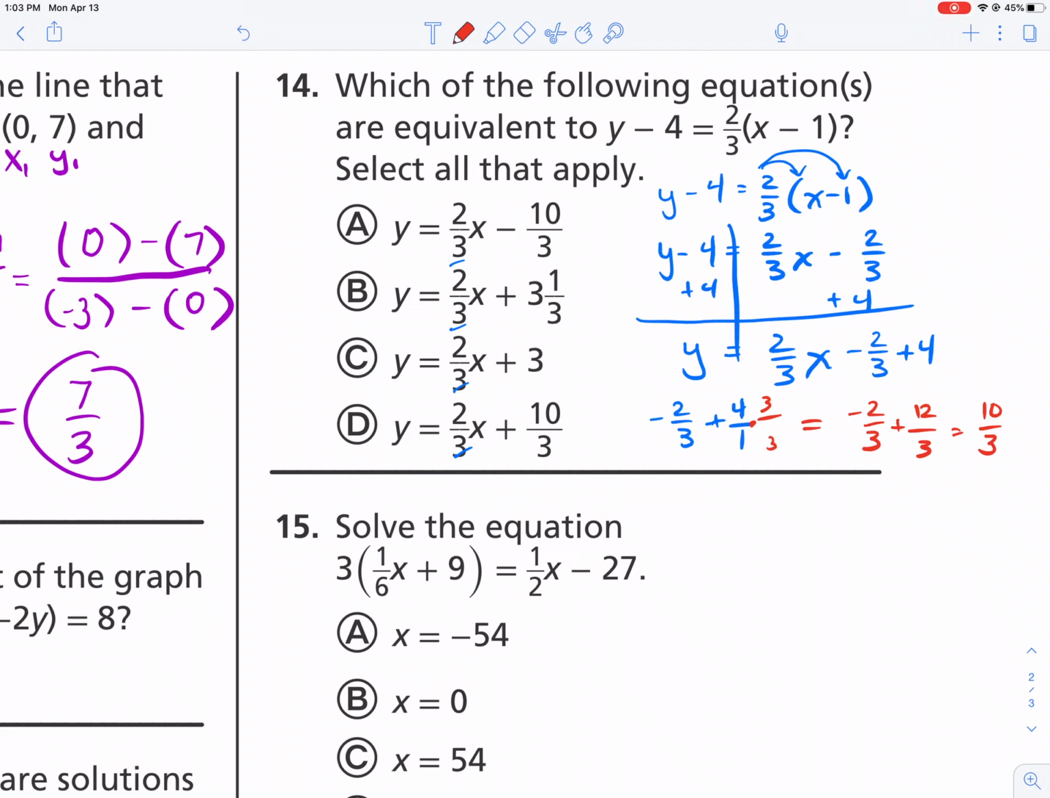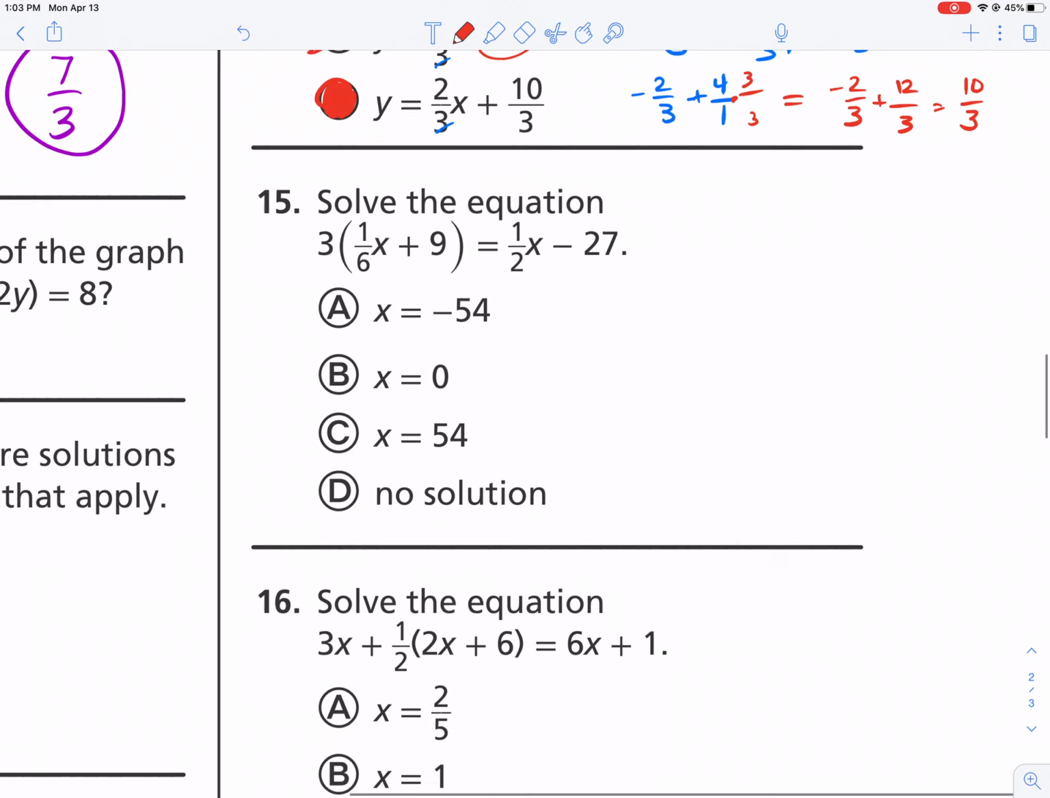So right now we know that we can get rid of A, and everything else is positive. And we say, okay, well, 3 goes into 10. It doesn't go in evenly, so we know it's not going to be C because that gives us a whole number. So we see for sure, we know it's D. But it says select all that applies. So remember when we write it as mixed numbers, 10/3 can also be written as 3 and 1/3. So we're also going to select B in this case.